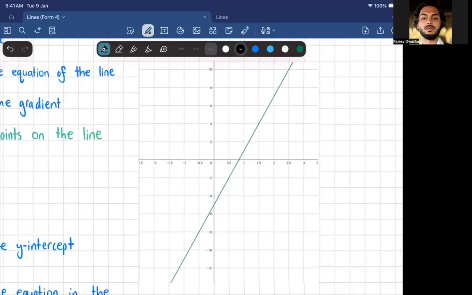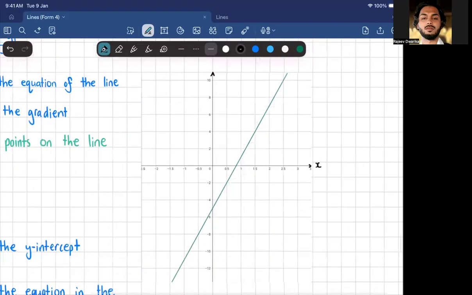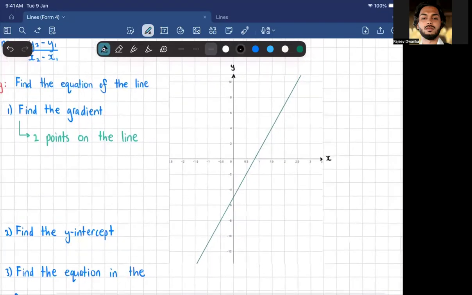Read off 2 points. So any 2 points would work once it's on the line. Once it's on the line, it will work. If possible, try to read off exact points.